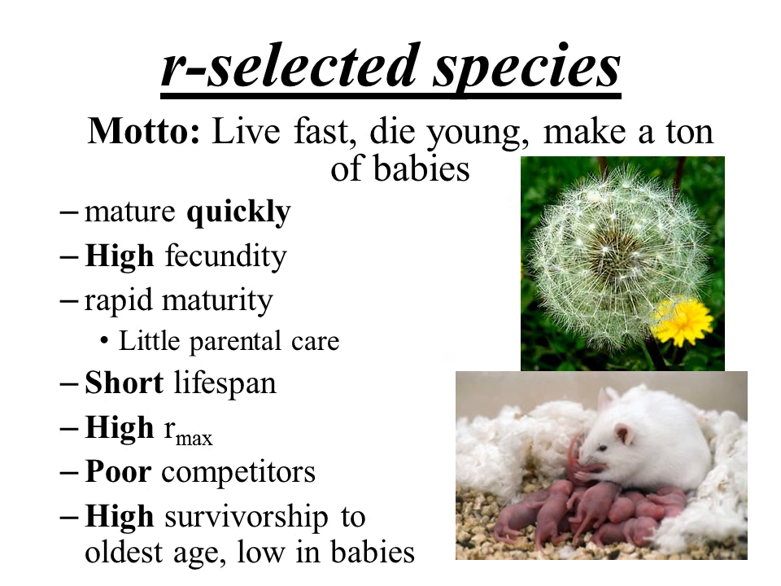I created a model for each species, so you can think about them this way. R-selected species, their motto is live fast, die young, make a ton of babies. The idea with this is that these are normally prey species. These are weed species. Their strategy is to overwhelm with numbers. They mature quickly. They can basically immediately start making babies within a few weeks of being born.